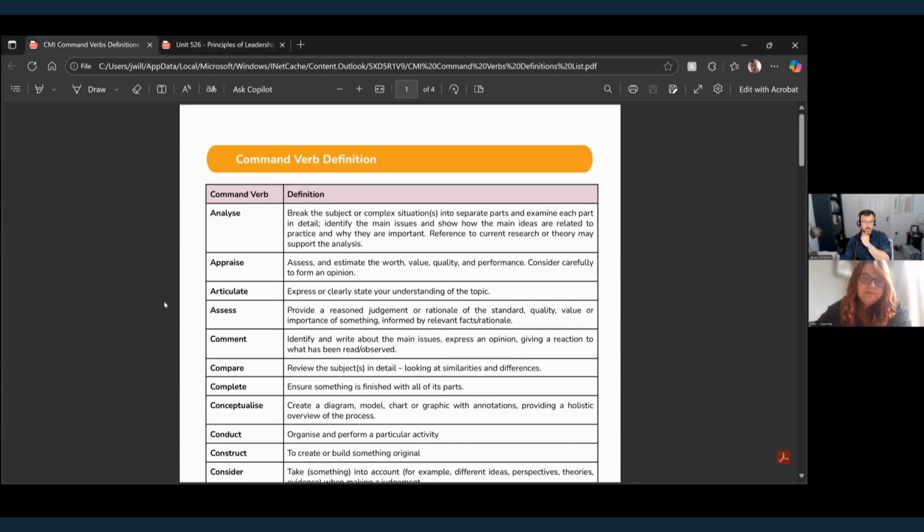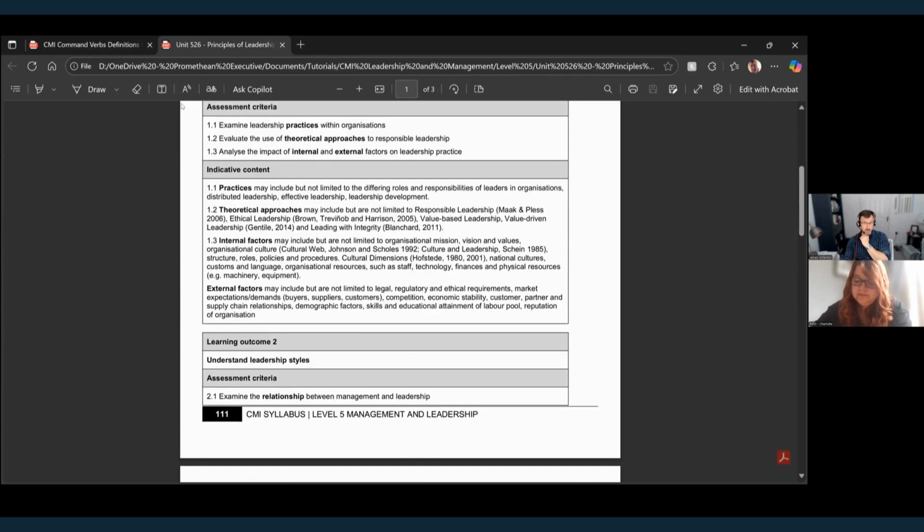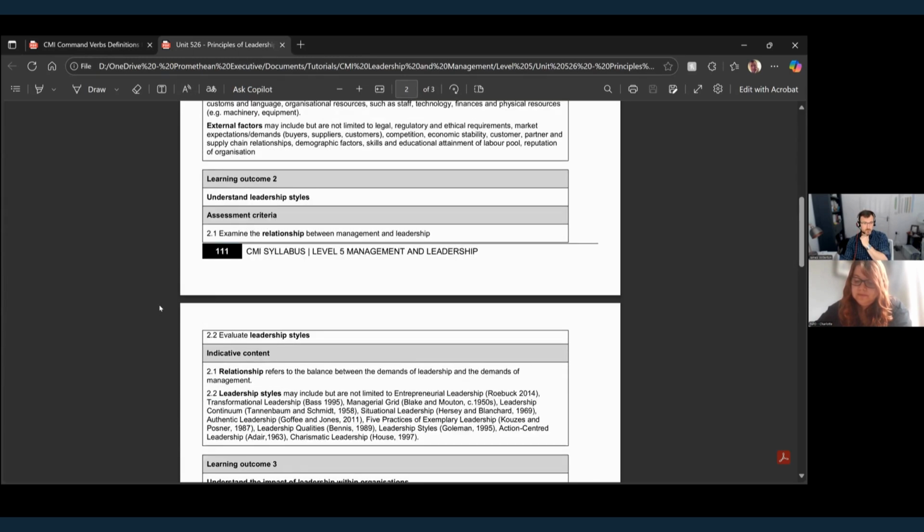we're being asked to break it into separate parts and look at it in detail. So it's not just good enough to have an opinion and just say, I think this. Try and break it down a little bit and provide the information underneath it if you can. Reference to current research or theory may support that analysis. So yeah, trying to bring a bit of experience into that might be useful.